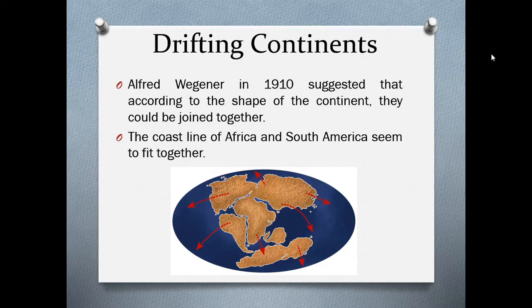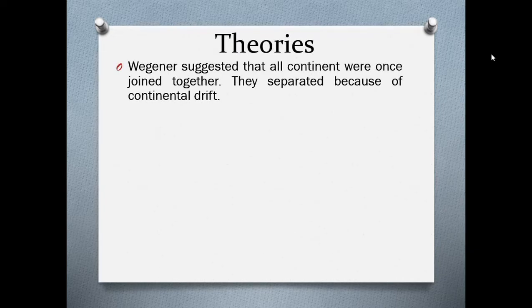So basically what Wegener was saying was that at some point, all continents were together. And he was theorizing that because the coastline of some continents seem to match together. Just like you can see right there in the images, South America can be joined in the coastlines with Africa, as well as North America can be joined with some part in Africa, and so on and so forth with the rest of continents. So that is why he was theorizing that. So we continue with his theories.